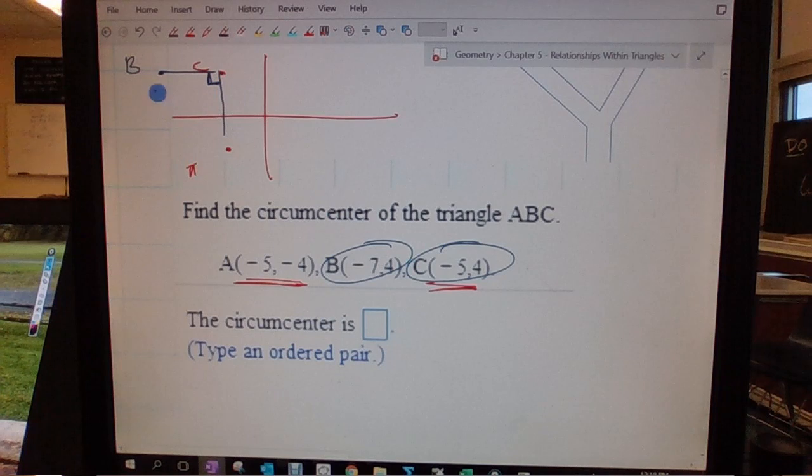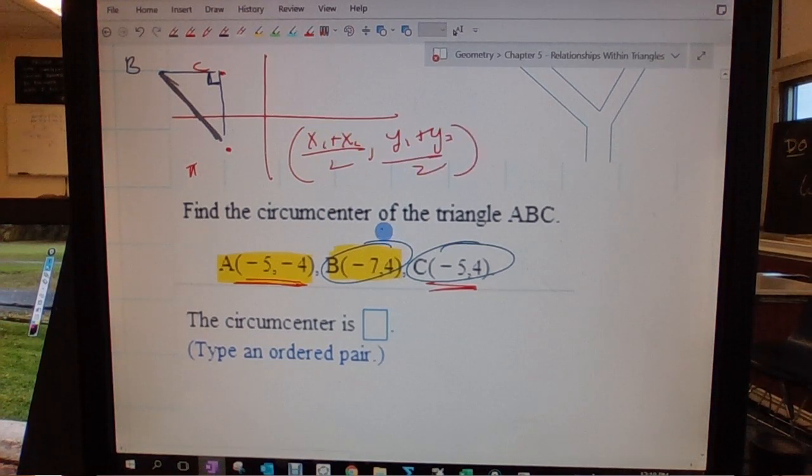And that's what Dax told us. So if that's the case, where does the circumcenter occur for a right triangle? The midpoint of the hypotenuse. And the hypotenuse is segment AB, right? So you guys remember the formula for finding the midpoint being x1 plus x2 over 2 and y1 plus y2 over 2? If I take my x's, add them together, I get negative 13.